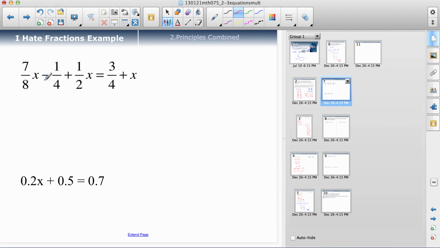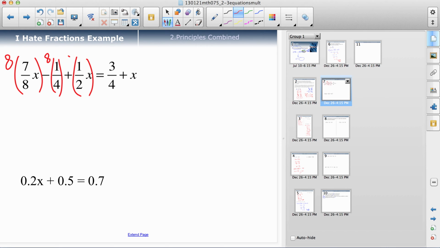Here's a good one. Maybe pause and try that one, and then come back and see how I've done it. Okay, hopefully you're back. Common denominator of all those numbers, 8. So I'm going to multiply this by 8. I'm going to multiply this by 8.